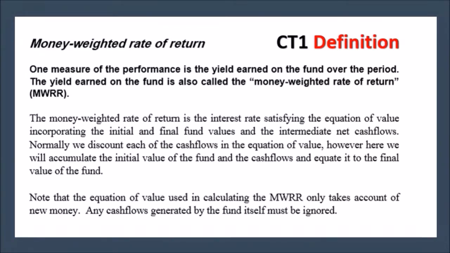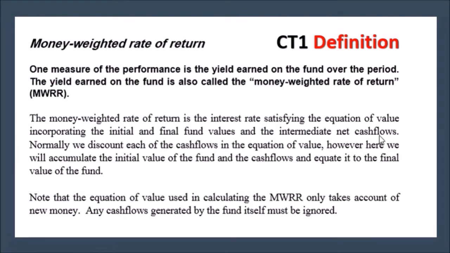So here we'll be looking at an alternative example for the money weighted rate of return. And over here, this definition is obtained from the core reading, and this is well put. So let's have a look at a quick review. What is the money weighted rate of return? The MWR is the interest rate satisfying the equation of value incorporating the initial and final fund values and the intermediate net cash flows.